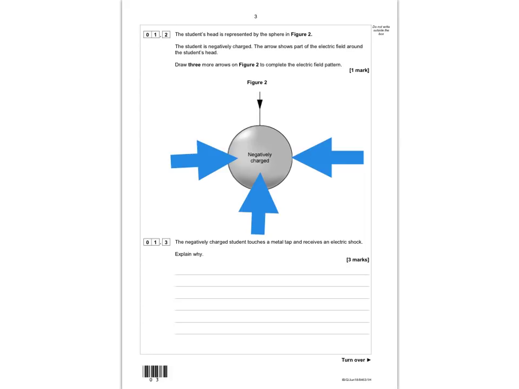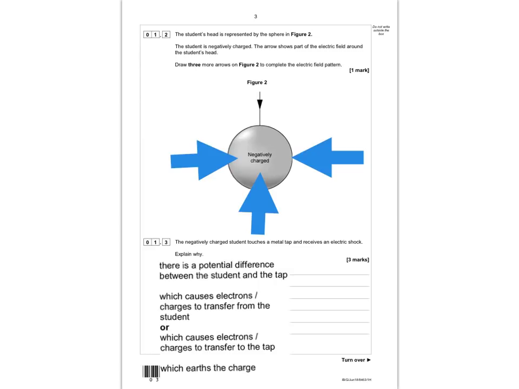Question 1.3 says the negatively charged student touches a metal tap and receives an electric shock. And it now wants you to explain why that is. So on screen now I've displayed the answers that the exam board would like you to come up with. The first mark is saying there is a potential difference between the student and the tap. This causes electrons to transfer from the student to the tap. Here's the second mark. And finally, that earths the charge. So the 3 marks they want you to come up with are all on screen now, so you can use these to aid your answer.